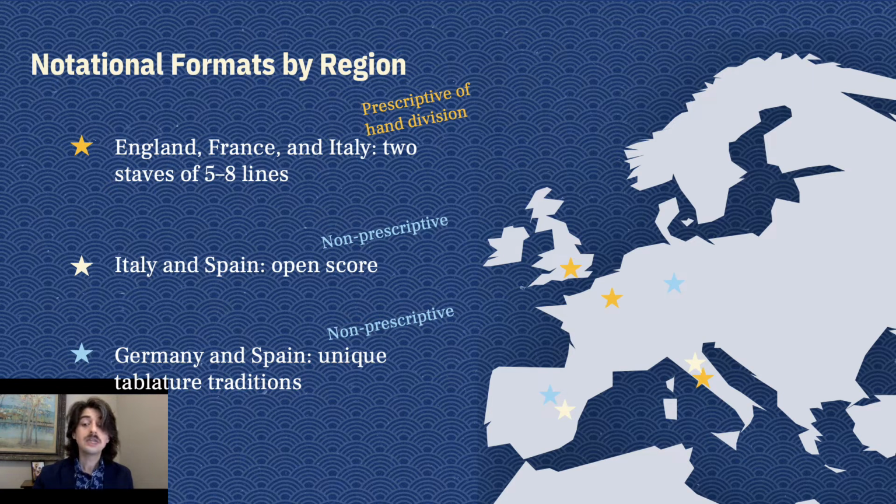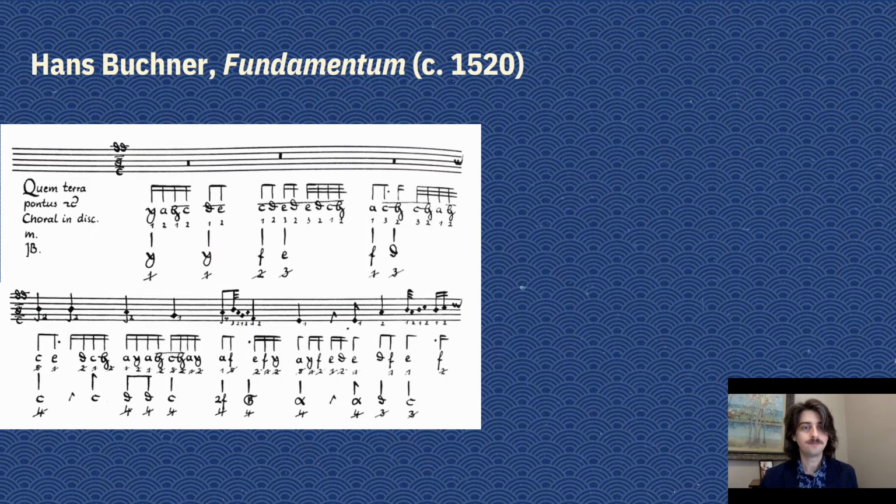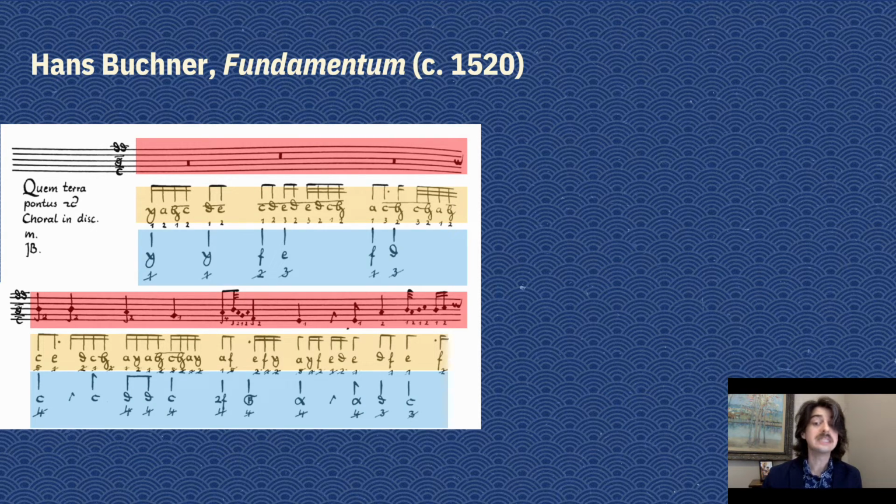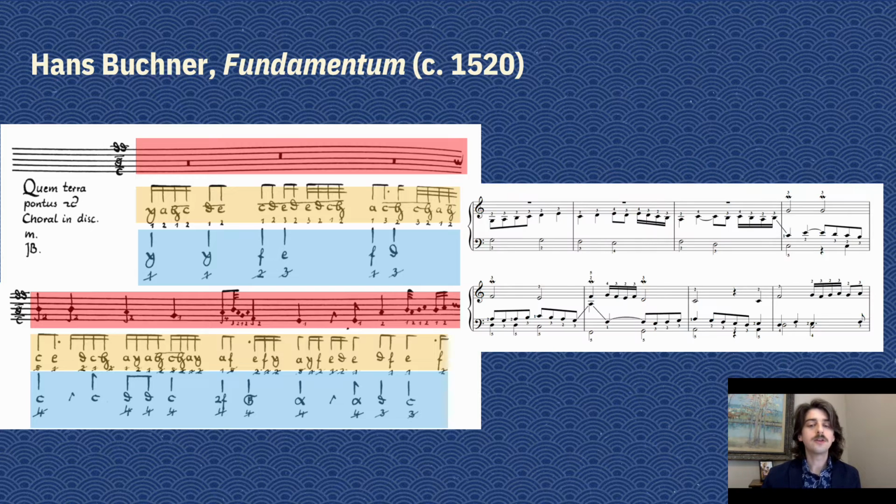It is from performers using non-prescriptive formats that we get our first discussions of keyboard fingering and hand division. The first recorded keyboard fingerings come from around 1520 in Hans Buchner's Fundamentum. This notational format is known as Old German tablature, and it separates out each musical line like an open score. The top line, shown here in red, is in mensural notation, with notes printed on the staff. The middle line in yellow and the lowest line in blue are in tablature, with printed letters to indicate pitch and stems above the letters to indicate rhythm. Here's how this piece looks in modern notation.